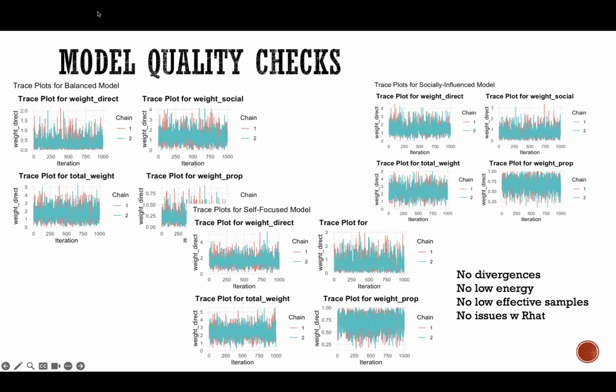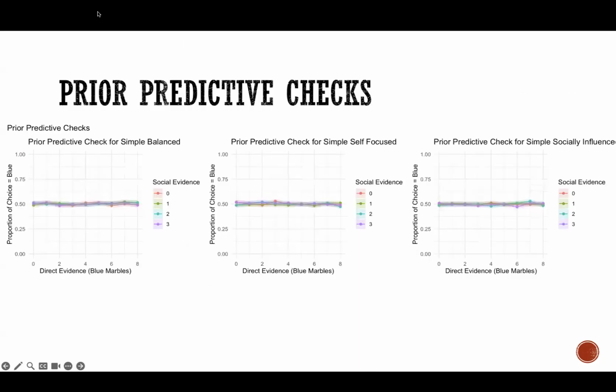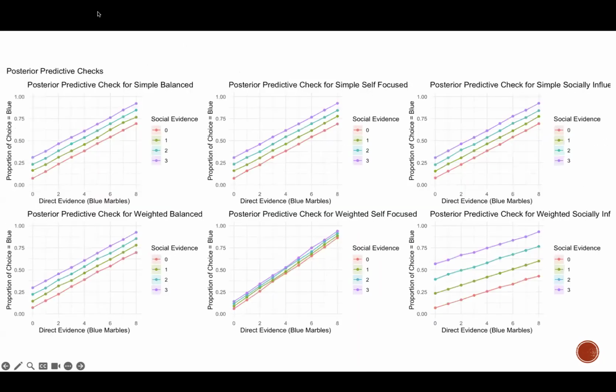But when we then go and look at the trace plots, we get no divergences, no low energy, no low effective samples, no issues with R hat, nice hairy caterpillars. Prior predictive checks are exactly the same. Posterior predictive checks are, like before, actually slightly more clear.